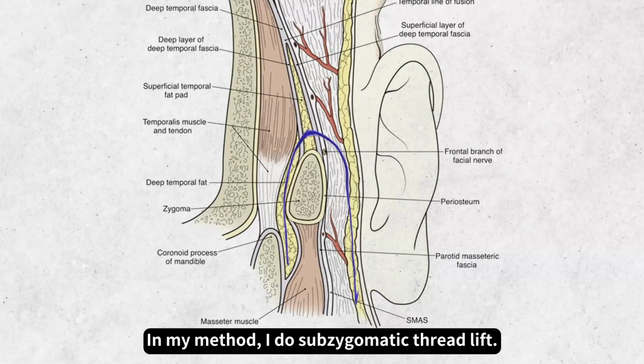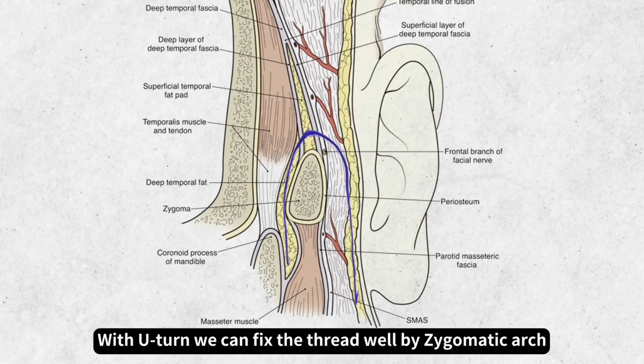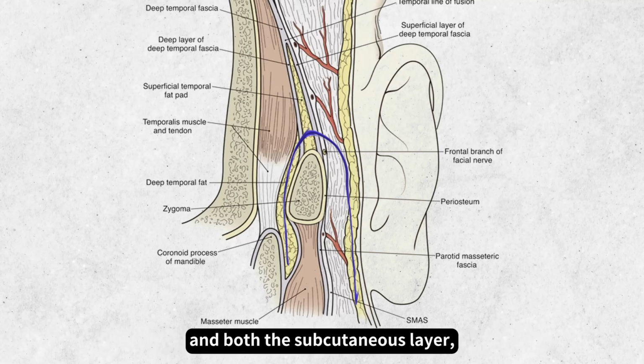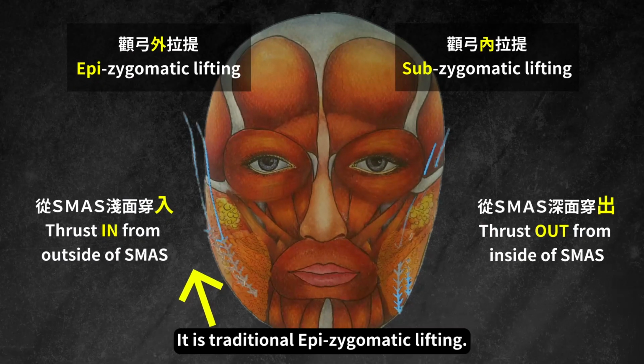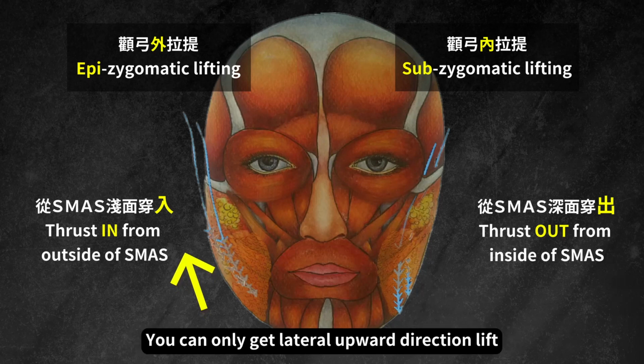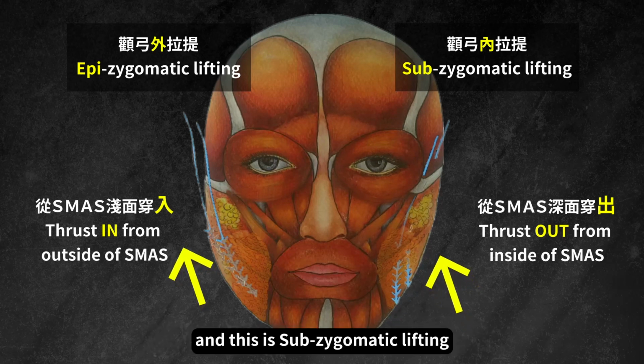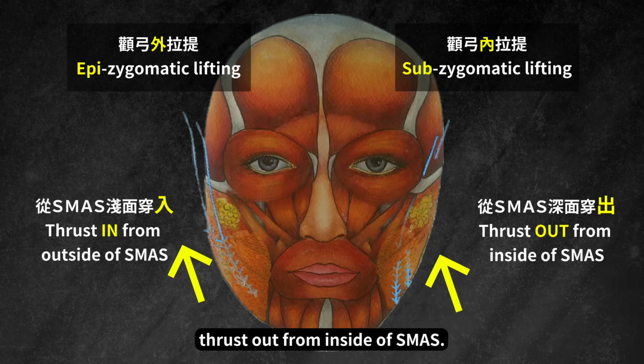In my method, I do the zygomatic straight lift and then a U-turn to go into the subcutaneous layer. With this U-turn we can fix the straight well by the zygomatic arch, and in both the superficial layer and the deep layer, we can do an effective lift. Review again: with traditional epizygomatic lifting, maybe you do a straight lift, maybe you do a face lift, you can only get a lateral upward direction lift. And this is zygomatic lifting, thrusting out from inside the SMAS.